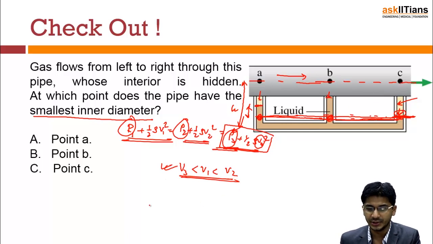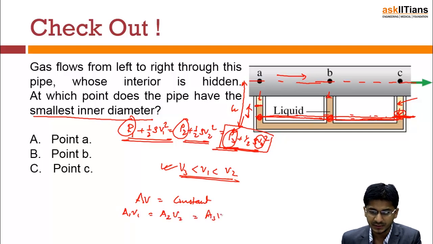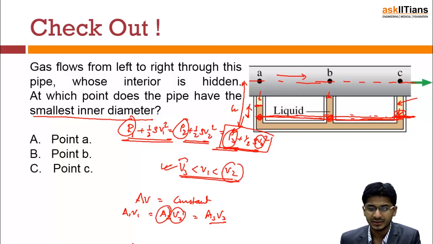Now applying the equation of continuity, we know that AV is a constant. That will give you A1 V1 is equal to A2 V2 is equal to A3 V3. Now if you see, V2 is greatest. So if V2 is greatest, A2 will be smallest. V3 is smallest means A3 must be largest, because again the product is a constant. So if something is becoming smaller like velocity, the area must be larger compared to the other values that you have.